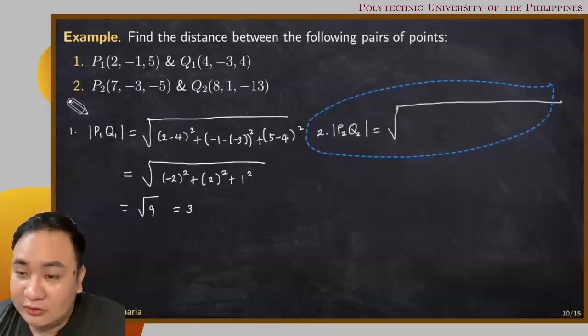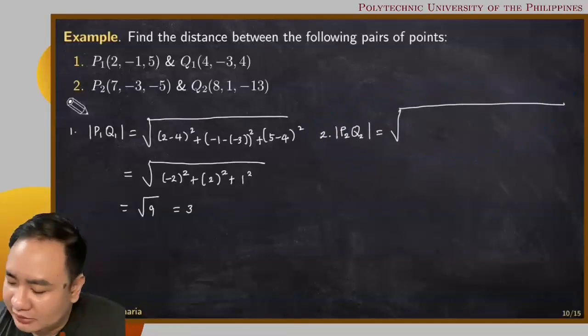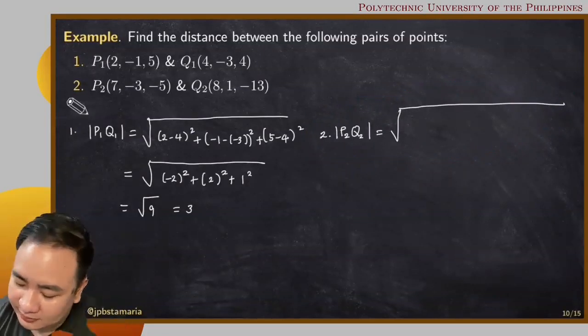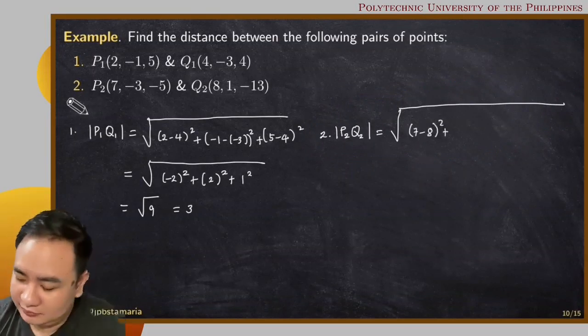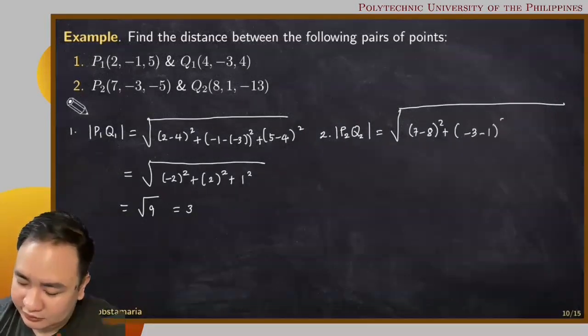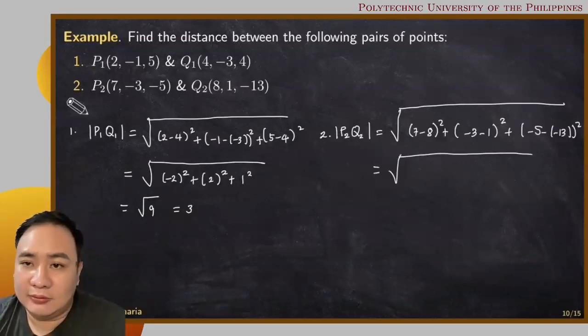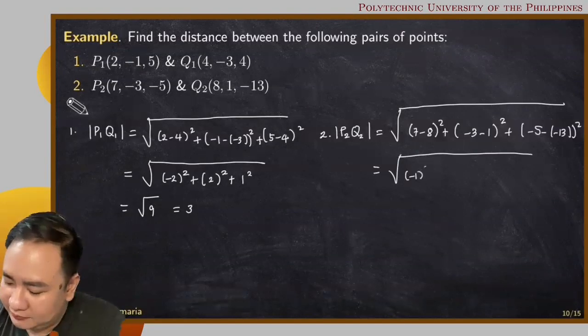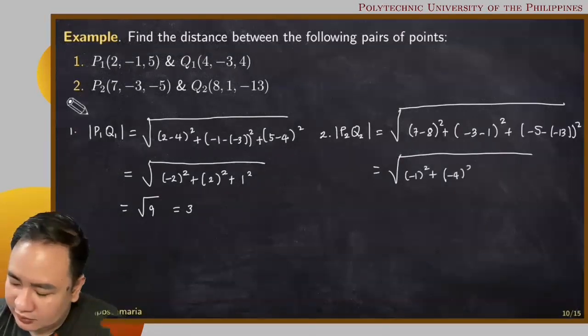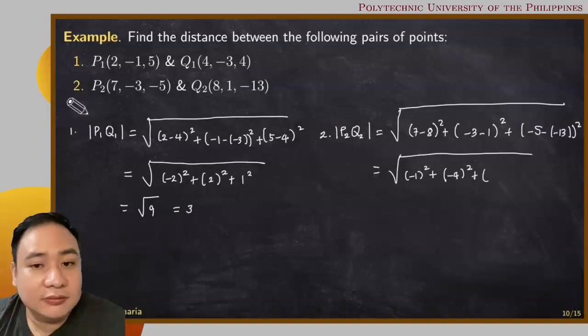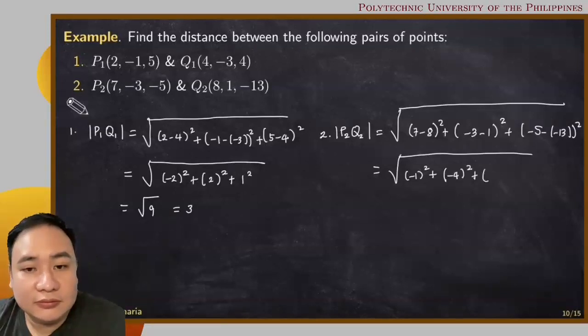Sir, I'll do it. Who is this? Lovely. Go ahead, Lovely. Please dictate. 7 minus 8, squared. Plus negative 3 minus 1, squared. Plus negative 5 minus negative 13, squared. Okay. Next line. Negative 1 squared, plus negative 4 squared, plus negative 5 minus 13 is 7.